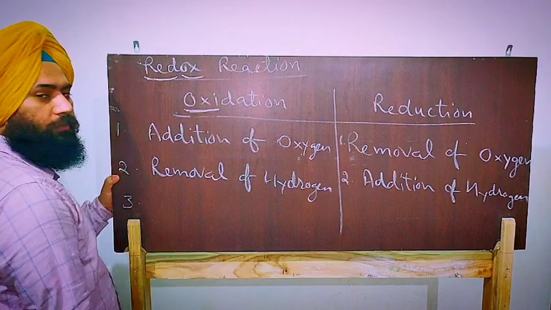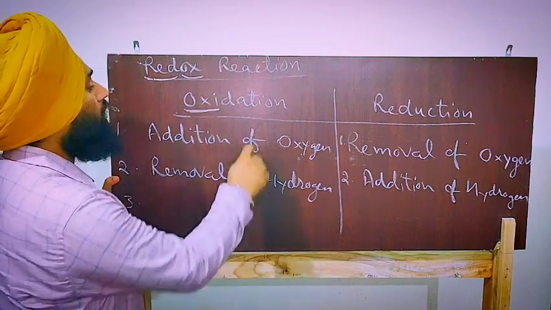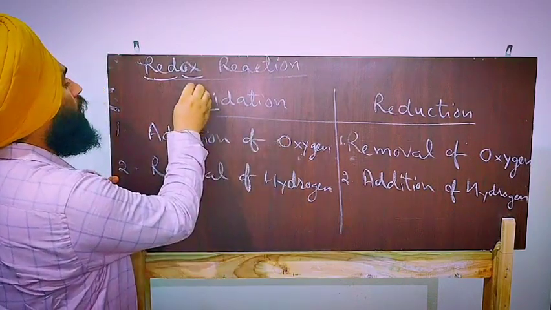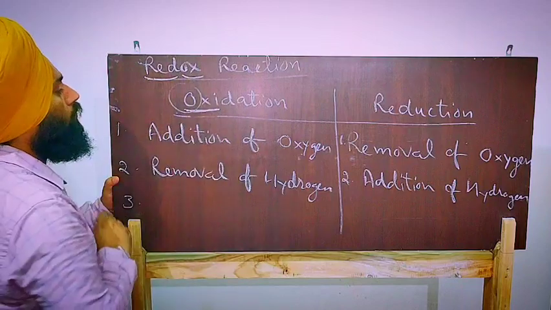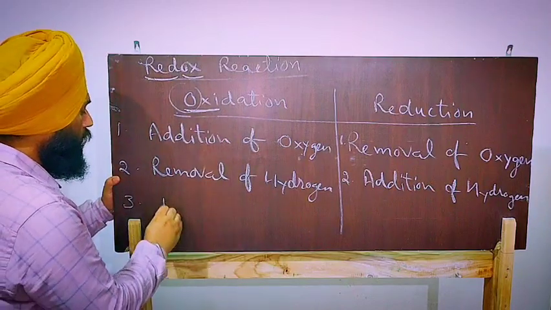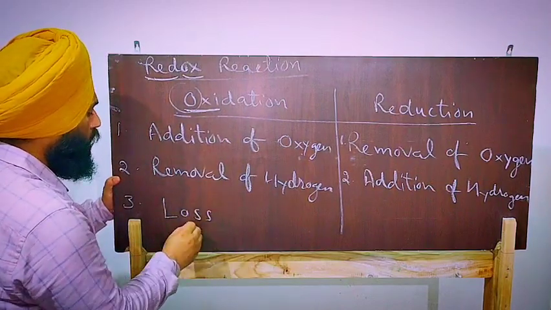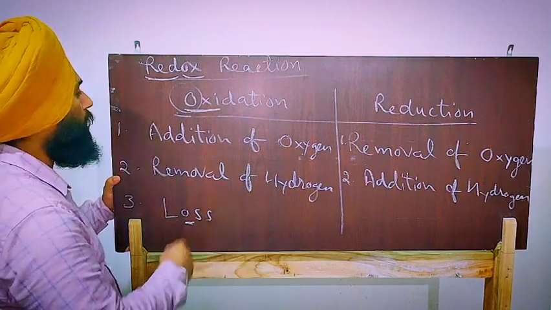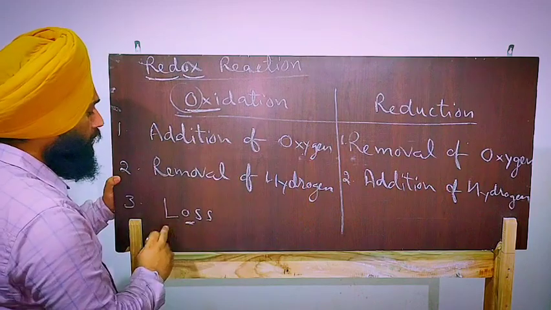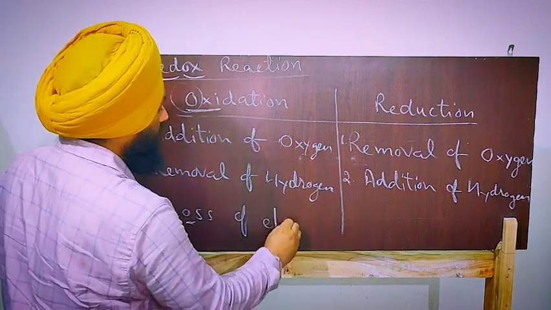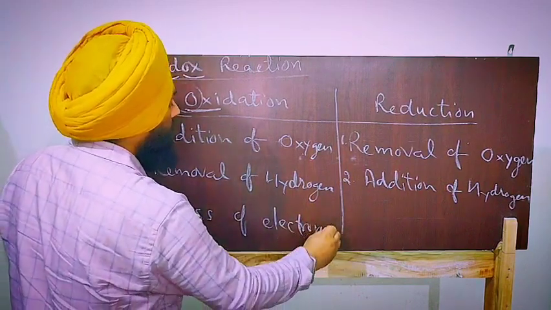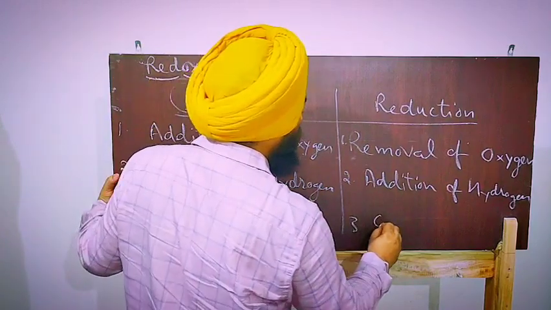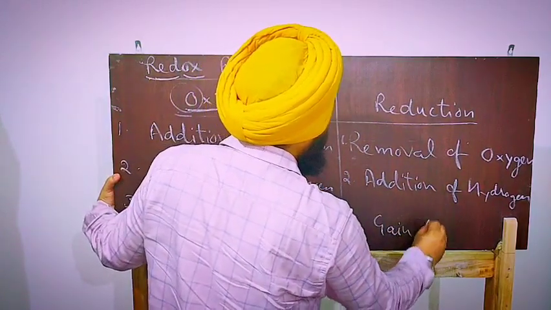One more definition. The word oxidation starts from the letter O, and in the word loss there is also the letter O. You can remember by this. Oxidation is loss of electrons. Reduction is gain of electrons.